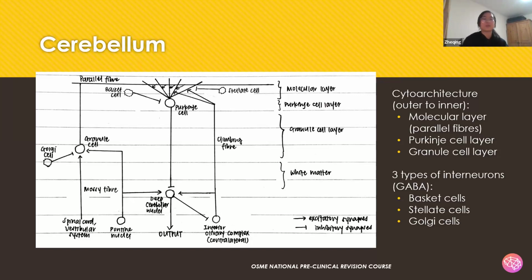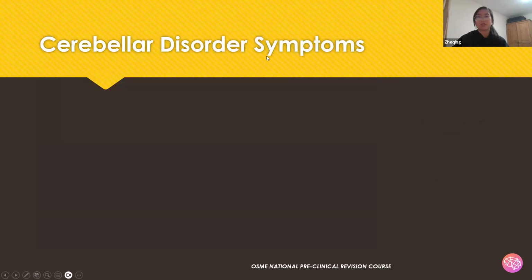There's a lot more I could talk about for the cerebellum, but I wouldn't have time to talk about all the different parts and fibers. So can someone tell me some symptoms you would get if the cerebellum is damaged? Any symptom? Yes, you get intention tremor, in contrast to the basal ganglia where you get resting tremor. And loss of balance is a very important symptom.